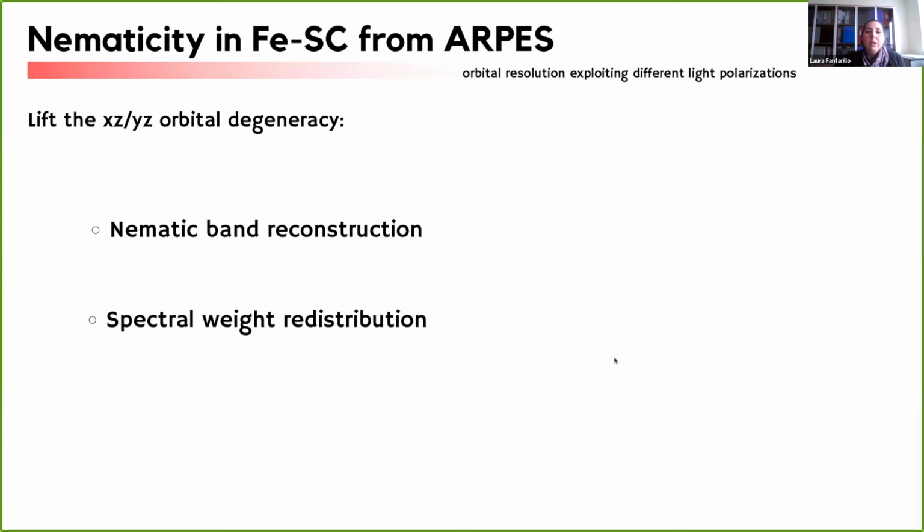The nematicity in iron-based superconductors can be seen, as I told you at the beginning, by ARPES. In particular, you can use the orbital resolution, the different polarization of the light, to identify the different orbitals. And you clearly see in the nematic phase that there is a lifting of the degeneracy between the XZ and the YZ orbitals of the iron. This can be observed in two different energy windows. One is close to the Fermi energy, where we clearly see a nematic band reconstruction with the splitting of these orbitals close to the Fermi level. The other is a bit higher in energy, a spectral weight redistribution moving far away from the Fermi level.